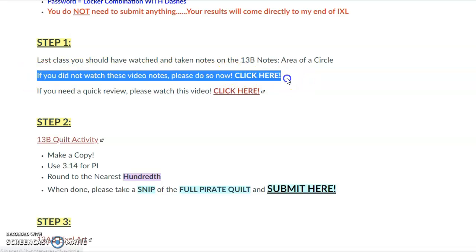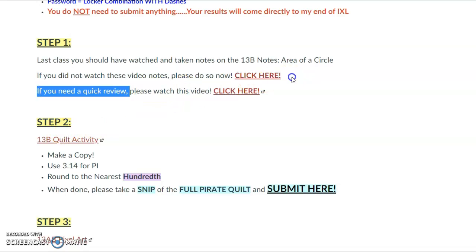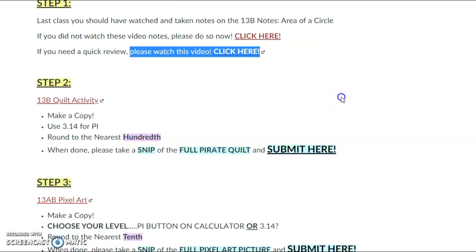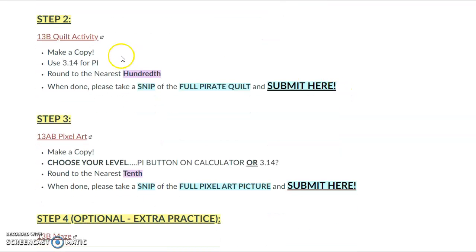So the main video notes are here that go with your 13B notes. If you just need a quick refresher, there's this video here that's a little quick refresher with some example problems as well. If you feel like you watched the notes and you're good to go, you can go ahead and start your practice activity. So you have two main practice activities today, step 2 and step 3.